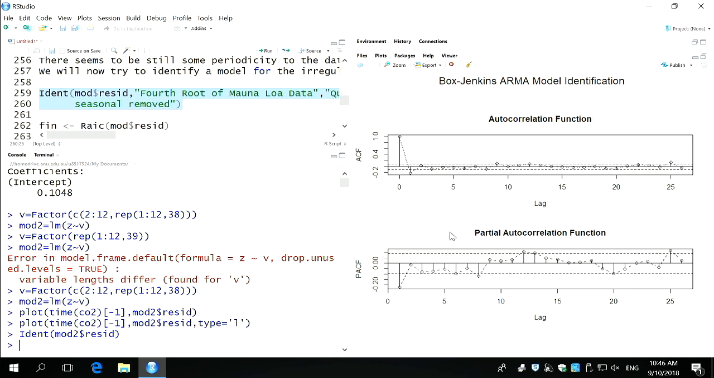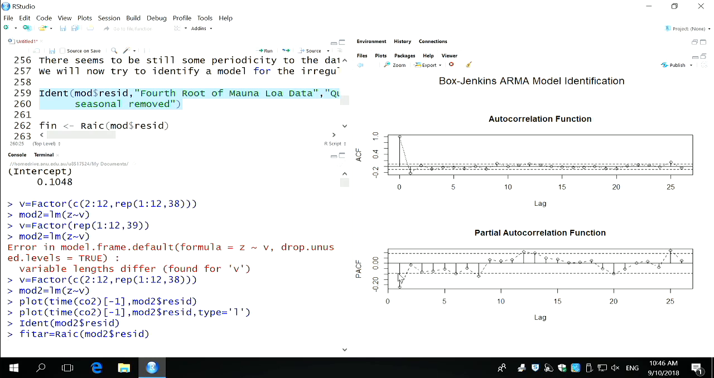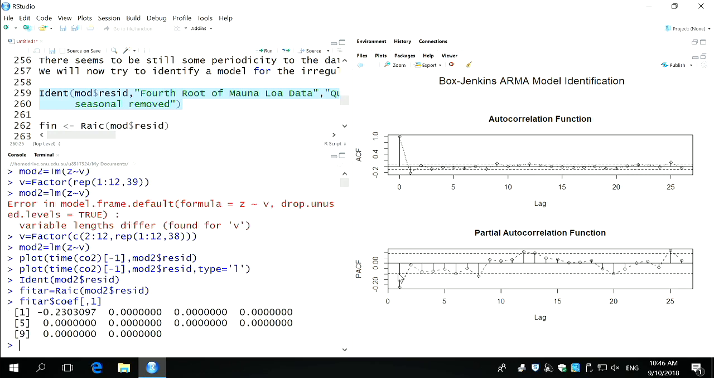PACF says fit what? AR1. Now that makes sense, right? If you're fitting an AR2 to undifferenced data, you're probably going to fit an AR1 to differenced data. That's how the differencing affects the model selection. So let's do it. Fit AR equals ar of mod2 resid. There we go. And we want an AR1, so we want fit AR $coef first column. So the coefficient is minus 0.23.